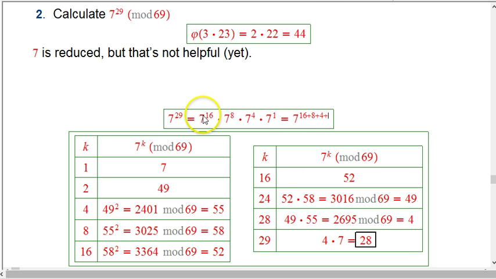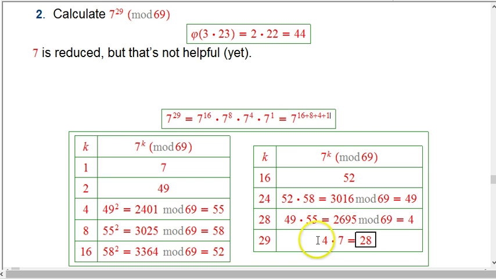So this is all based on the fact that it's 29. If you express it as a sum of powers of 2, it's 16 plus 8 plus 4 plus 1. Something that if you work with computers a lot, if you do binary arithmetic, this is basically expressing 29 in binary. If you're not used to it, then this is a nice little introduction to that idea.